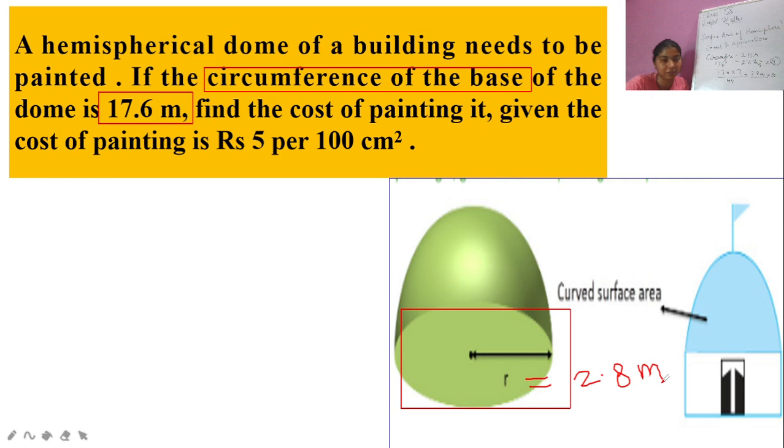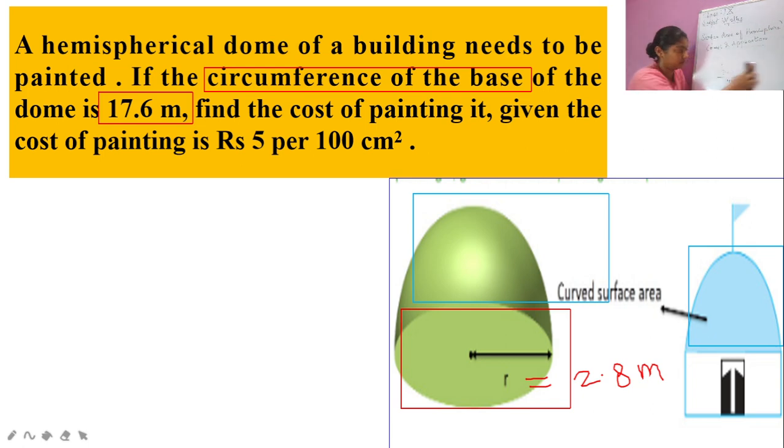curved surface area, because we only have to cover its outer part. We don't have to cover the base part. So we have to paint only the outer part, so we will use only the curved surface area. Do you know the formula for the curved surface area of a hemisphere? Yes, that is 2 pi r square, right? So we will use this formula to calculate.